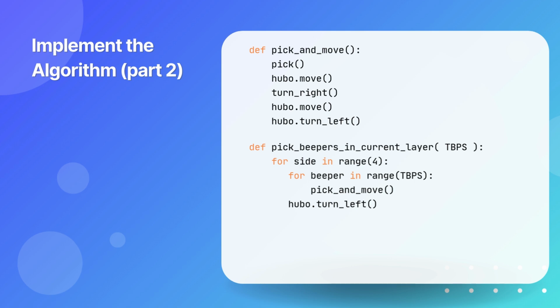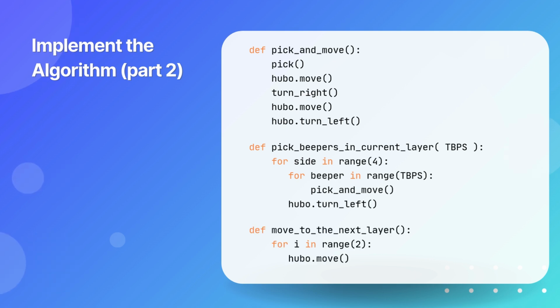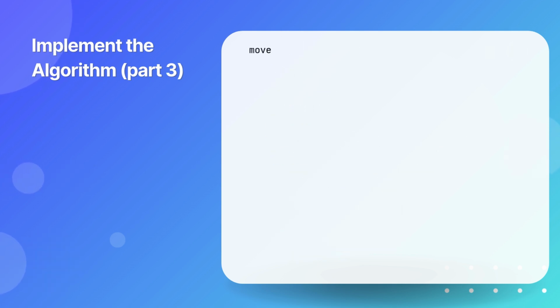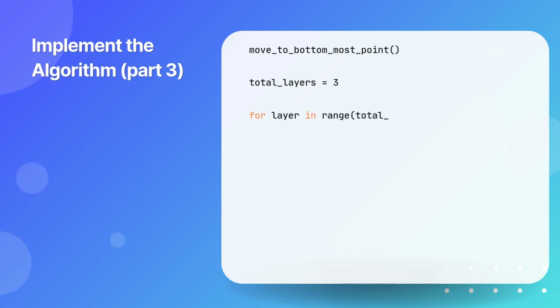Once all beepers from a layer are picked, the robot needs to move to the next layer, which is accomplished by the function move_to_the_next_layer. This function moves the robot 2 steps forward to reach the bottommost point of the next layer. In the main part of the program, the robot begins by moving to its starting position using the move_to_bottom_most_point function. The total number of layers to be processed is set to 3, representing the outer, middle, and inner layers of beepers. The robot loops through each layer, picking beepers from the current layer using the pick_beepers_in_current_layer function.